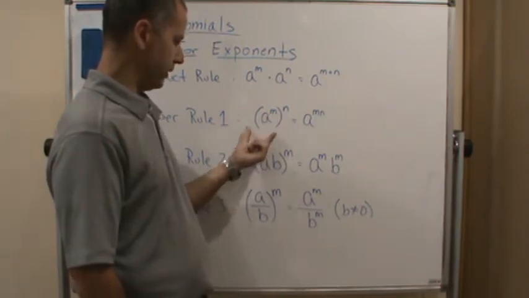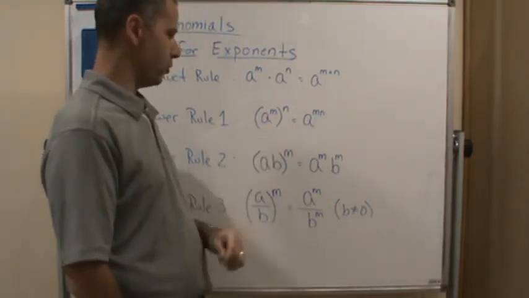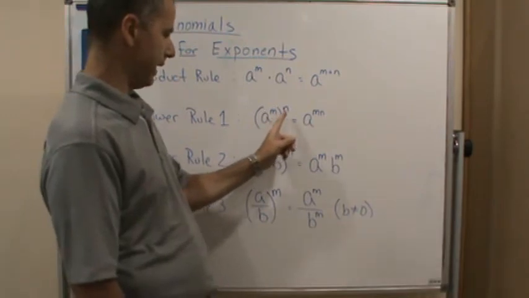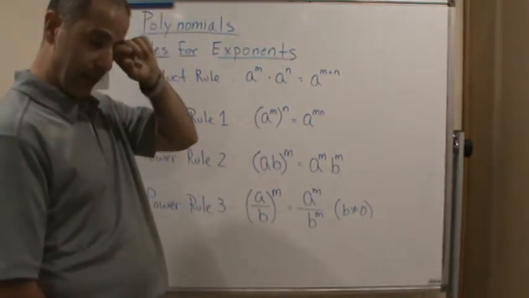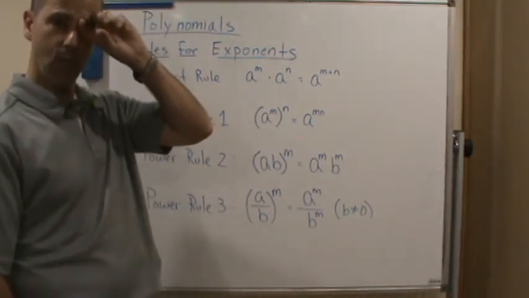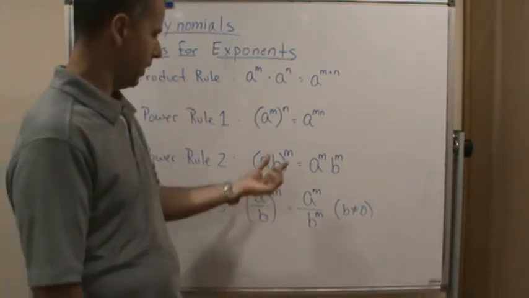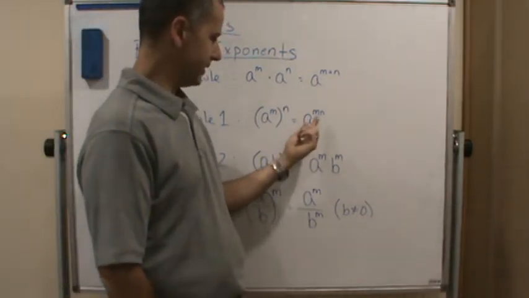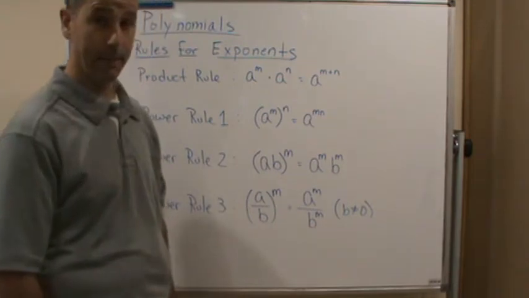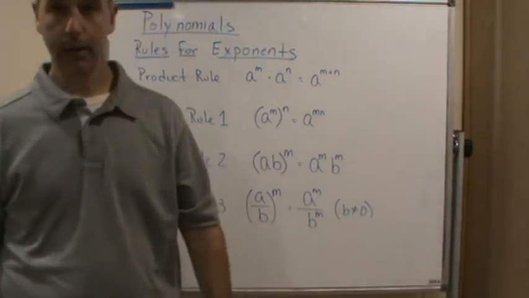Now, the power rule, number 1, the first power rule says if I'm taking a base raised to an exponent and I'm raising that to another exponent, so I have a power raised to a power, then this rule says I multiply the exponents. So that's going to be the same as a to the m times n power.